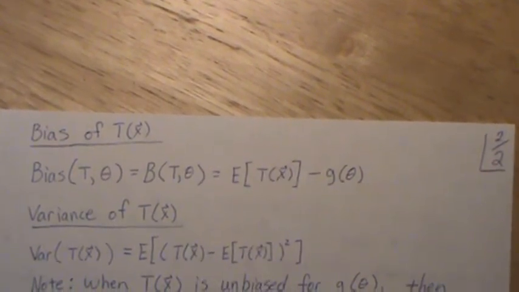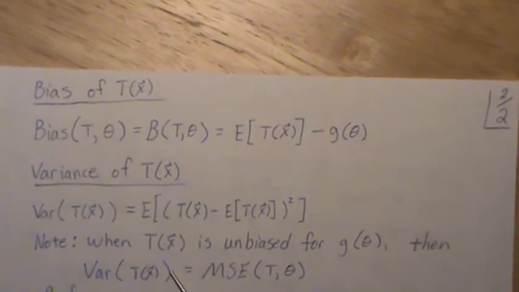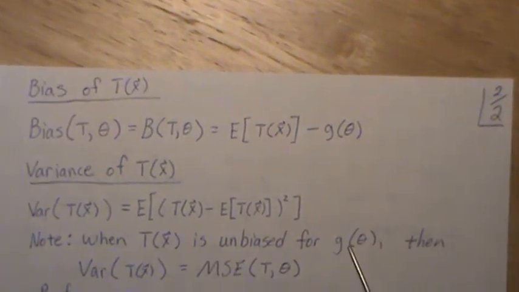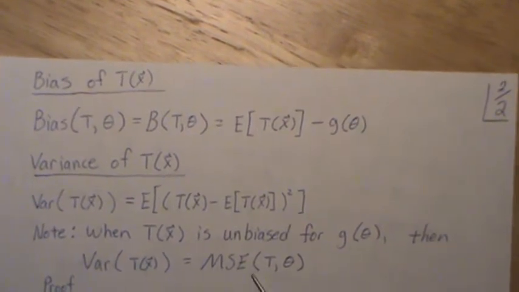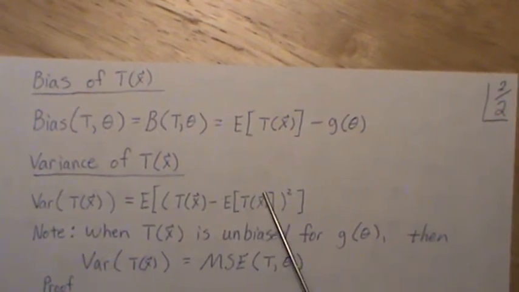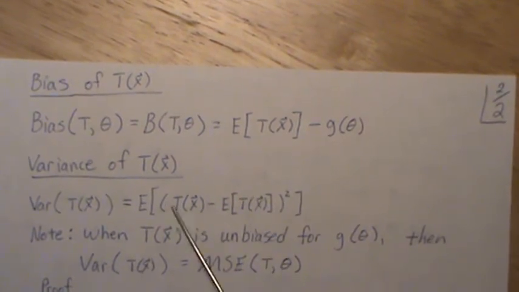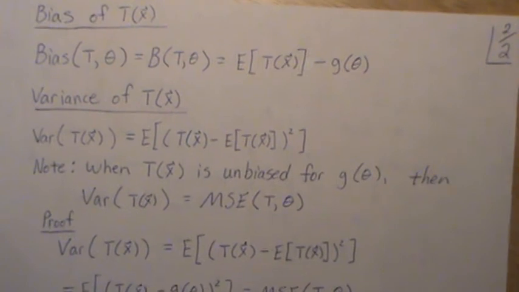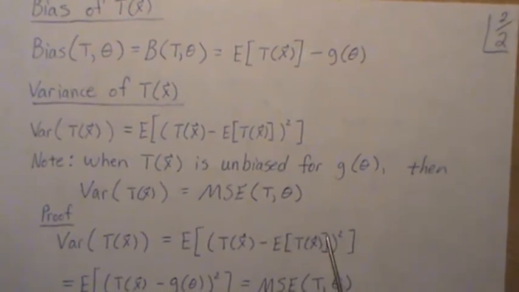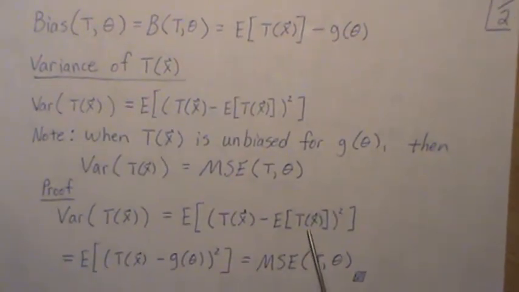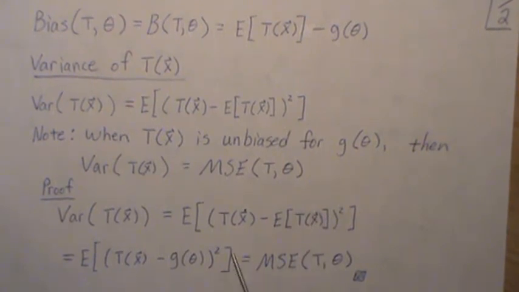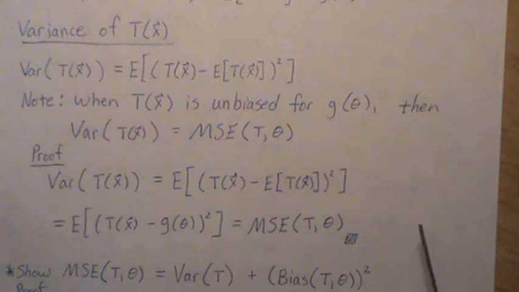So the variance of our statistic is the average squared distance of our statistic minus its mean. Note that when T is unbiased for g of theta, then the variance is actually the mean squared error. So if this is unbiased, then we put g of theta here, and then it is actually equal to the mean squared error. So let's prove that. The variance by definition is this, but if this is unbiased for g of theta, we put it in, and this is actually the definition of mean squared error.